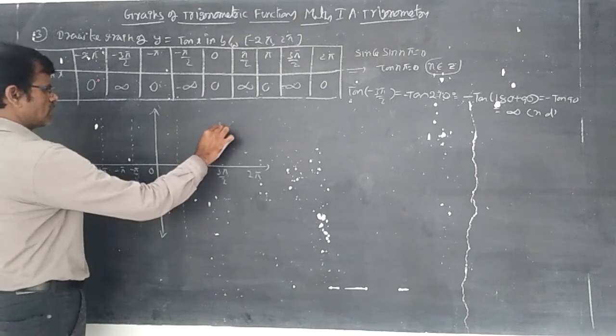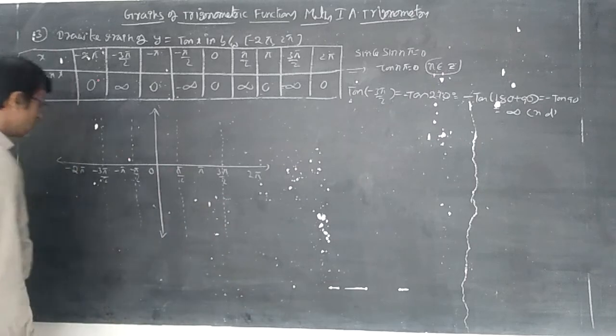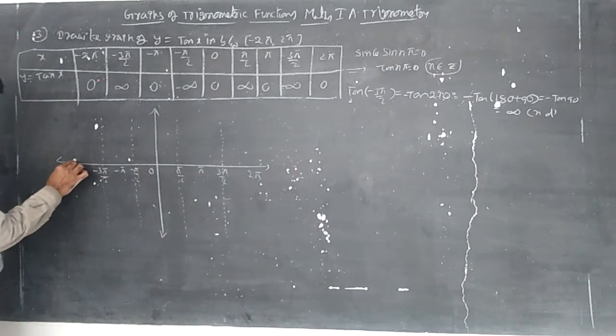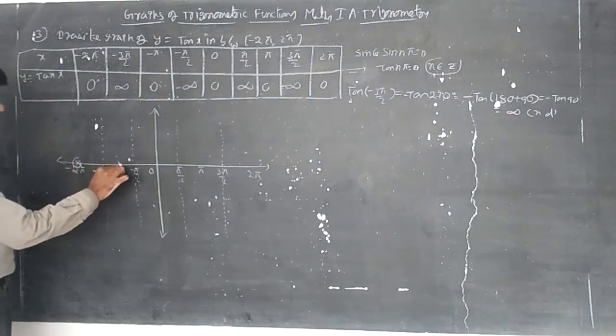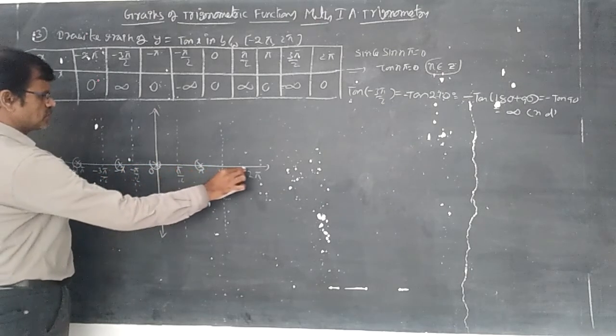This is the way to draw the graph of tan x. Here everything is 0 at these points, other than the undefined values. This is 0, this is 0, this is 0, this is 0.